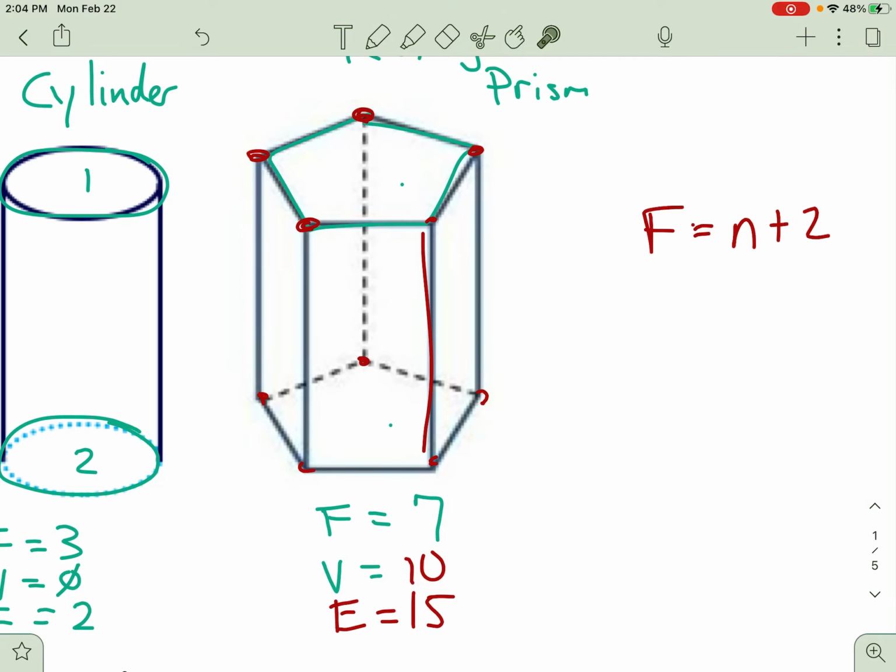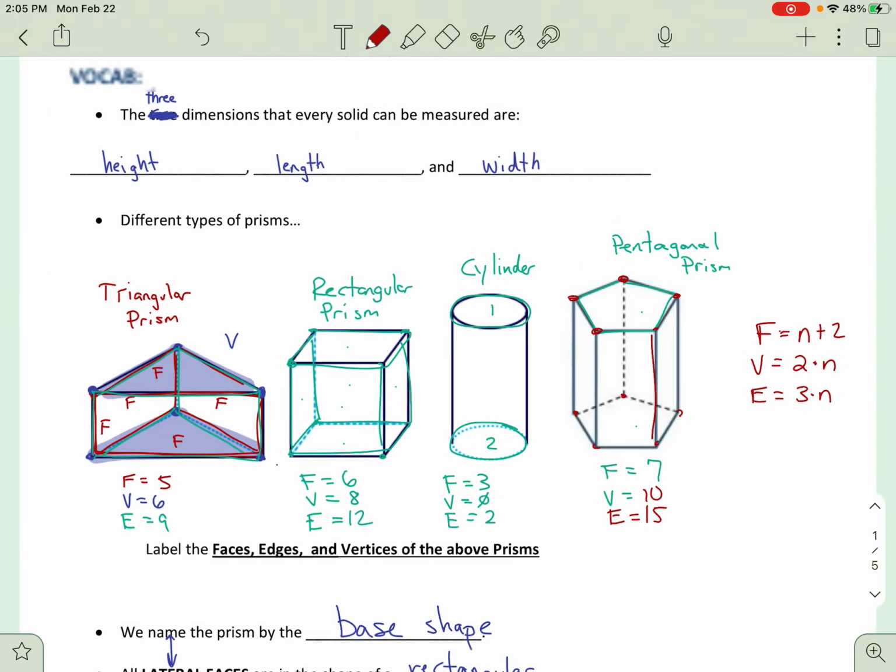So pentagonal prism, there's 1, 2, 3, 4, 5 sides on the base. Number of faces, add 2 to that number. Vertices is just 2 times the number of faces. So again, pentagon 5, 5 times 2 is 10. And then as you can see, the number of edges, 5 times 3 would give you 15. So that number of edges is 3 times n.